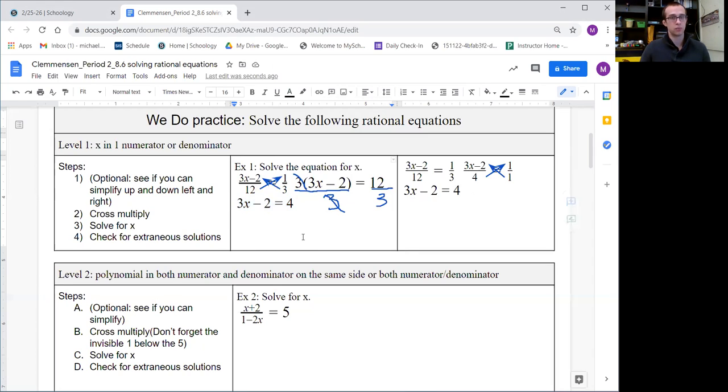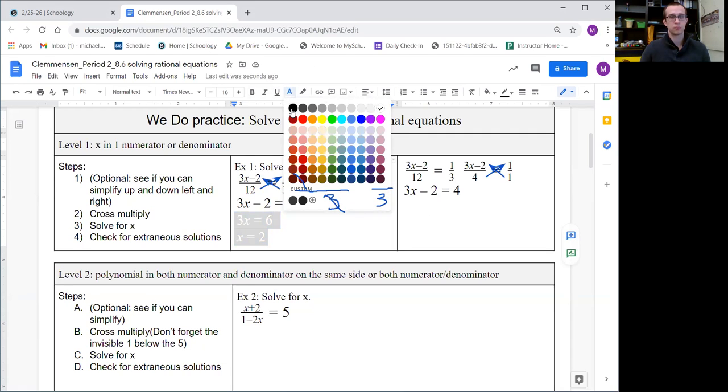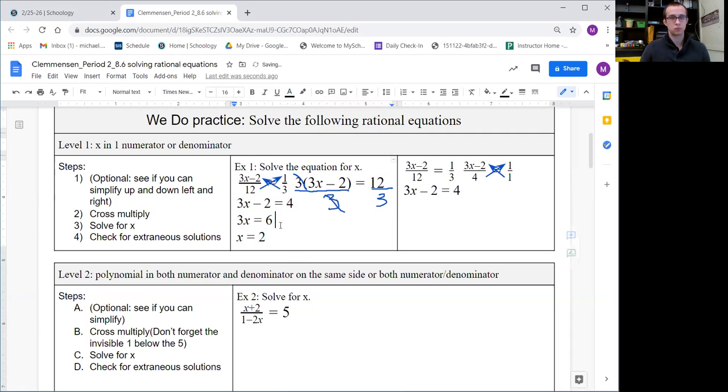Then it's just factoring a little bit. Add 2, divide by 3. I get 3x equals 6 and x equals 2. Right? Same thing over here. Add 2, divide by 3. It's the same problem, so of course we get the same answer. So now we know that one of our solutions is x equals 2.